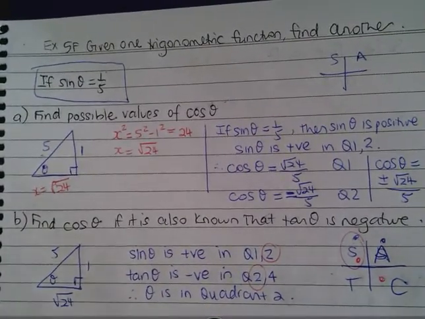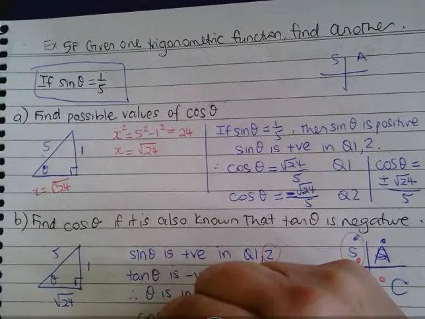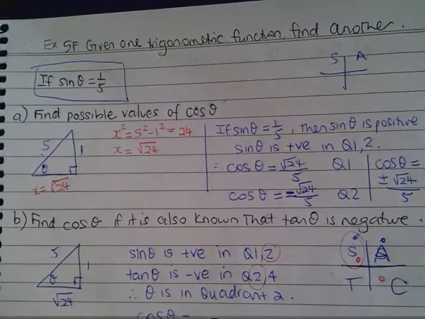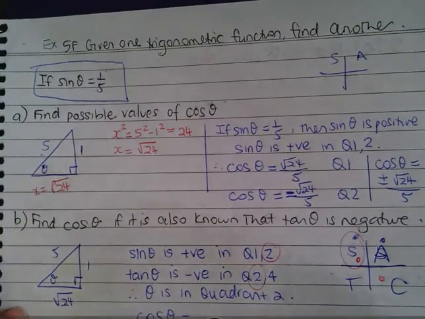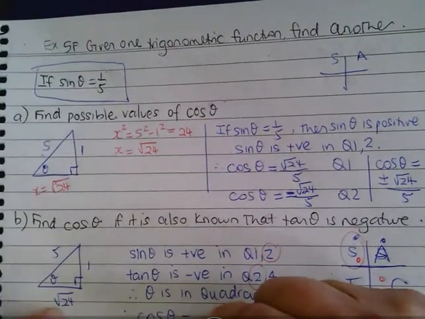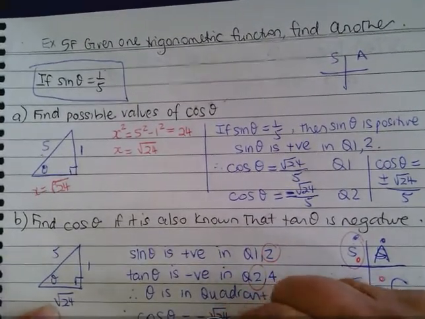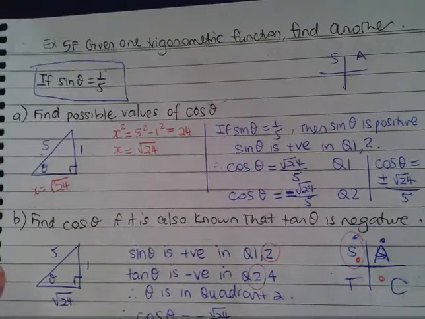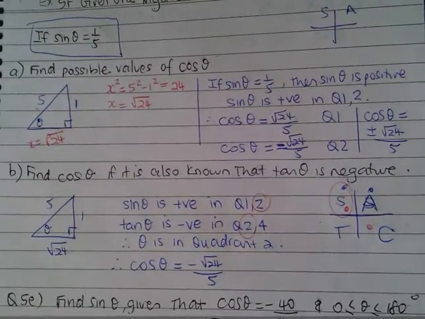Now, tell me about cos. Now we have to find cos theta. So in quadrant 2, tell me, is cos theta positive or negative? Negative. Therefore, cos theta is the negative answer.